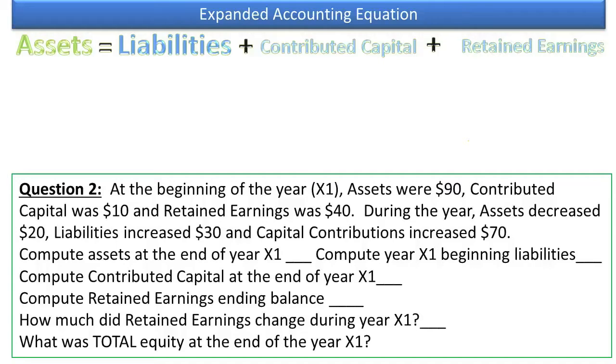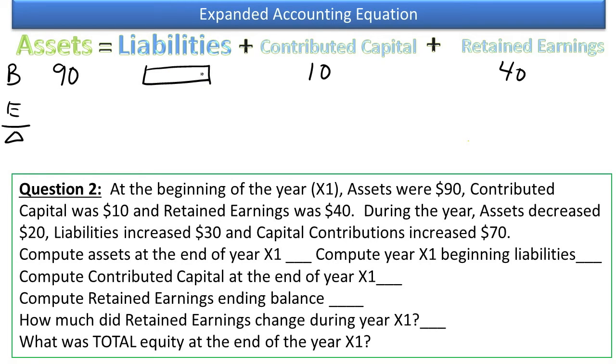Because you've already done question 1, I'm going to work through this one a little bit faster. This question has given us certain information and we are going to solve for the unknown in the expanded accounting equation. At the beginning of the year, X1, as you know, I like to put up a beginning row, an ending row, and a change row. So at the beginning of the year, assets were 90, contributed capital was 10, and retained earnings was 40. The unknown for that row is liabilities.